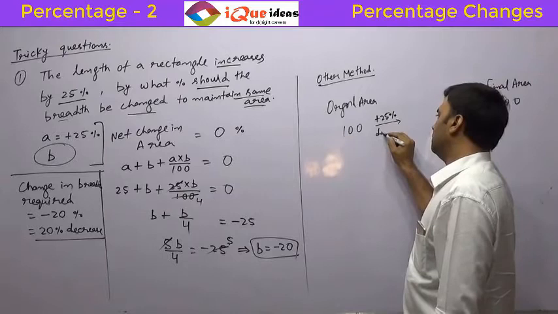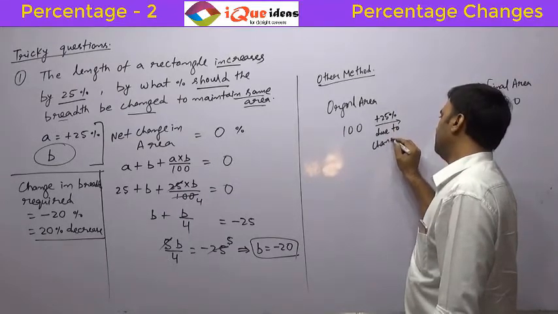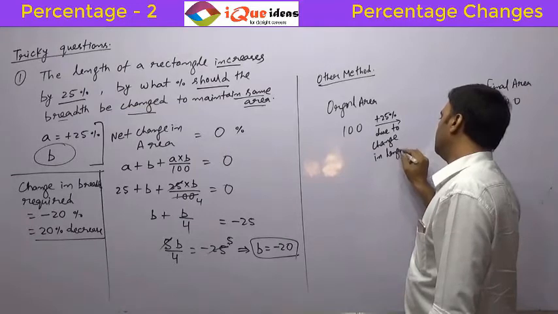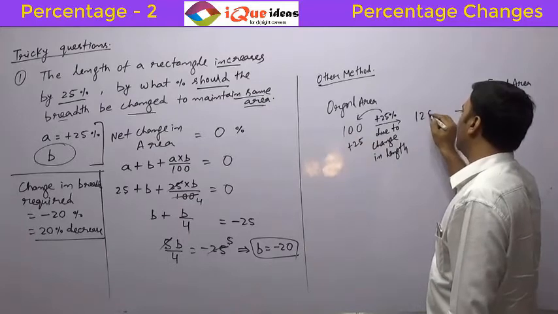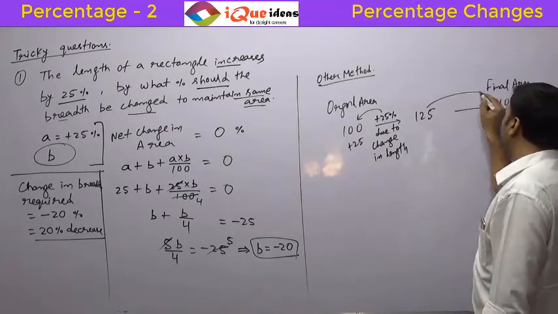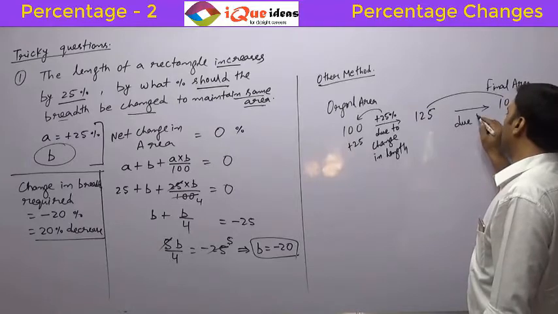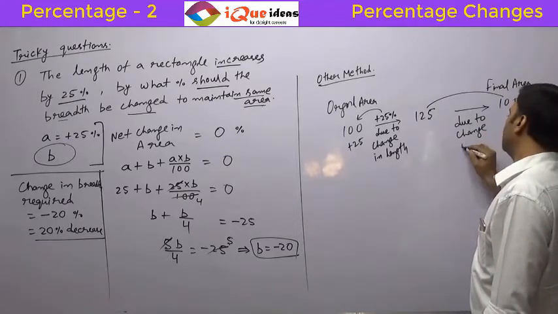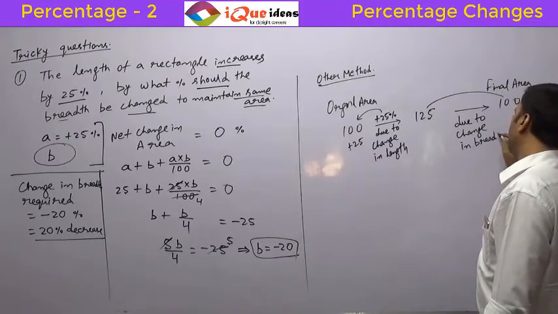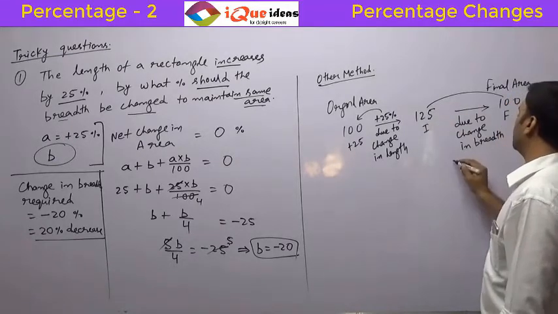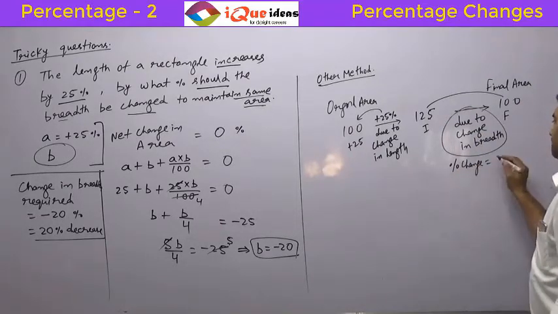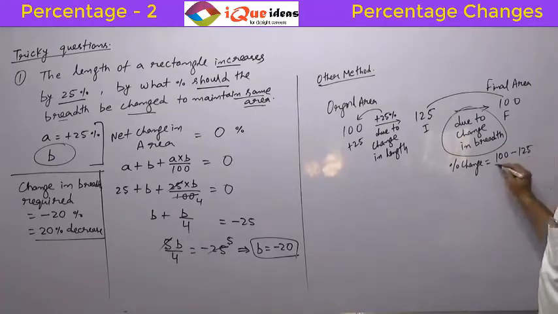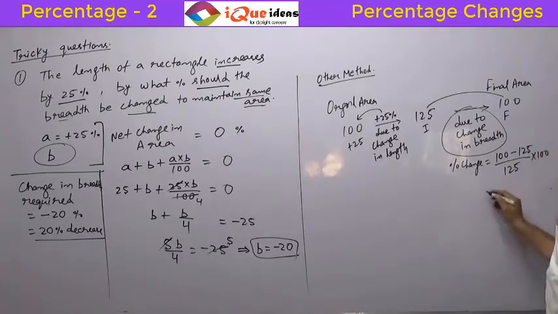Right? This is due to change in length. Now 25% of 100 will be 25. So if it gets added, it becomes 125. Now whatever change happens from here to here, it is due to change in breadth. Right? So this is what we have to calculate. So this becomes our initial value, this final value. So the percentage change for this particular segment will be equal to final minus initial upon initial into 100. So this becomes 25 upon 125 into 100.